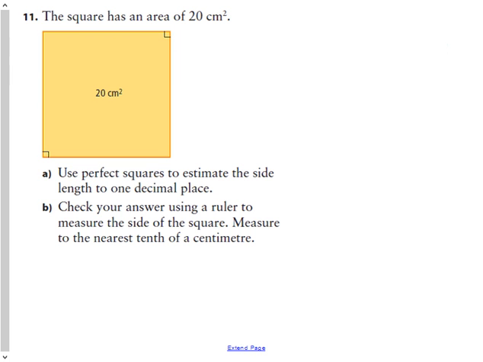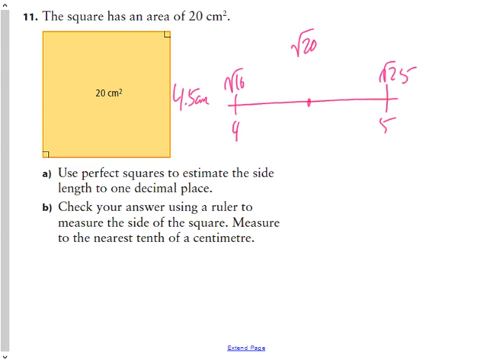This square has an area of 20 centimeters squared. Estimate the side length. So the square root of 20 is approximately, using my number line in the middle, probably about 4.5 centimeters or so, approximately.